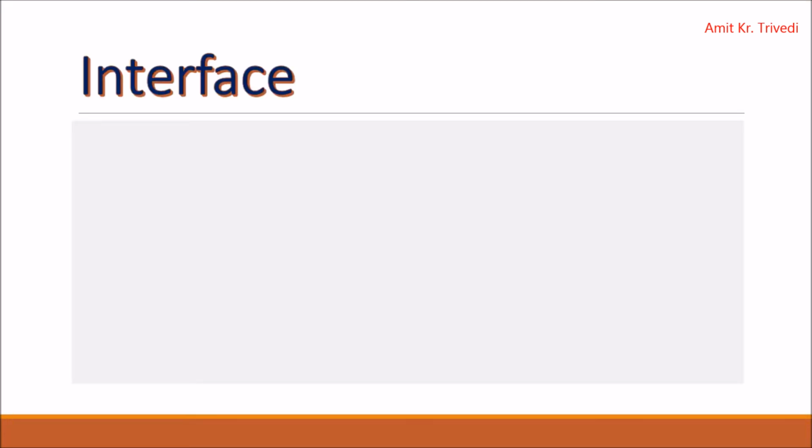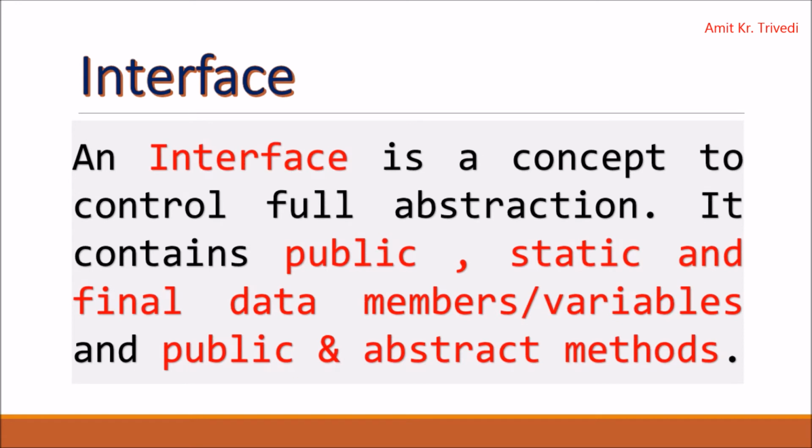Now we will talk about interface. An interface is a concept to control full abstraction. It contains public, static and final data members. That means every variable which we take inside an interface is by default a constant with specifier public.